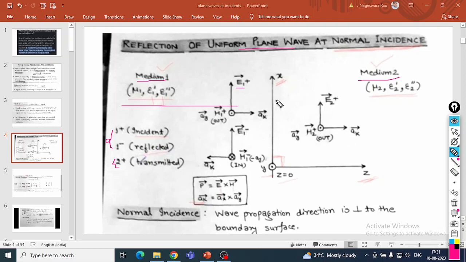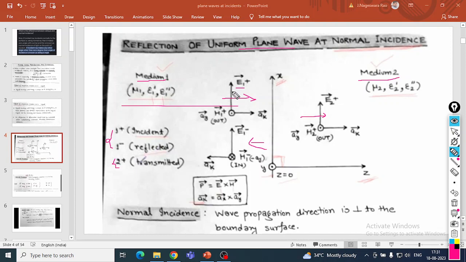Due to this medium discontinuity, our incident wave is partially reflected and partially transmitted as we propagate the signal through this medium. Then now we can represent the waves: E1 plus, as I already told, the incident wave is represented with the plus sign, reflected with the minus sign, transmitted with the plus sign, but in medium 2.